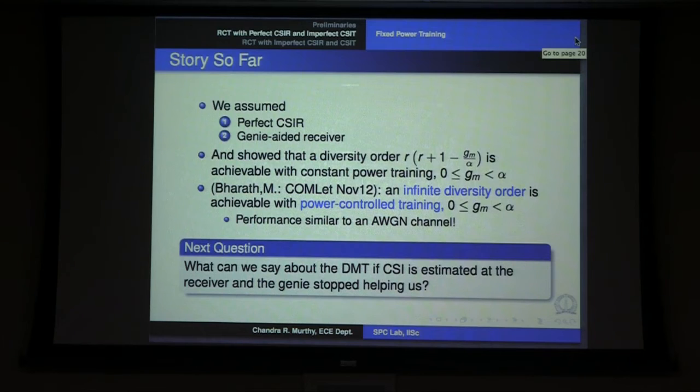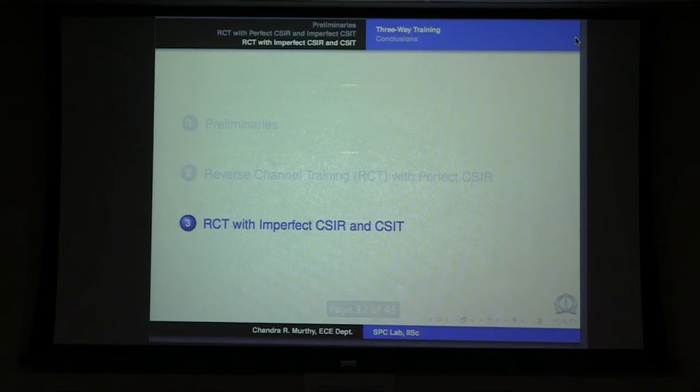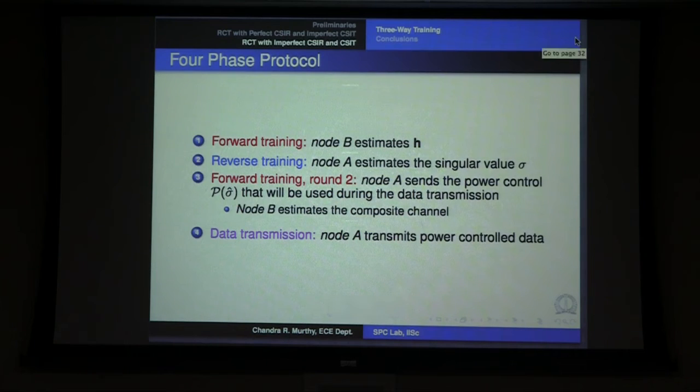But this is all under the setup of perfect CSIR and a genie-aided receiver. So the next question is, what can you say about the diversity multiplexing gain trade-off if the CSI is actually estimated at the receiver and you don't have a genie-aided receiver which knows the power control used by the transmitter? To analyze this setup, I'm just going to give you the main result in the interest of time. But we can take questions, or if you're more interested in this, we can discuss it offline later.